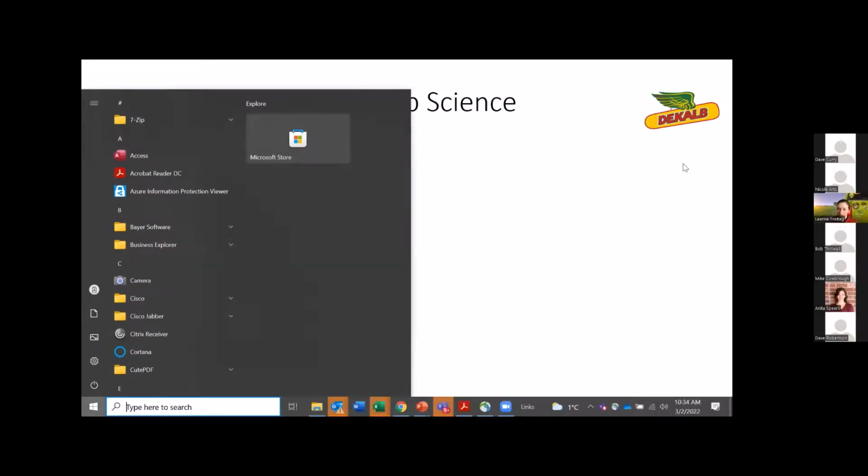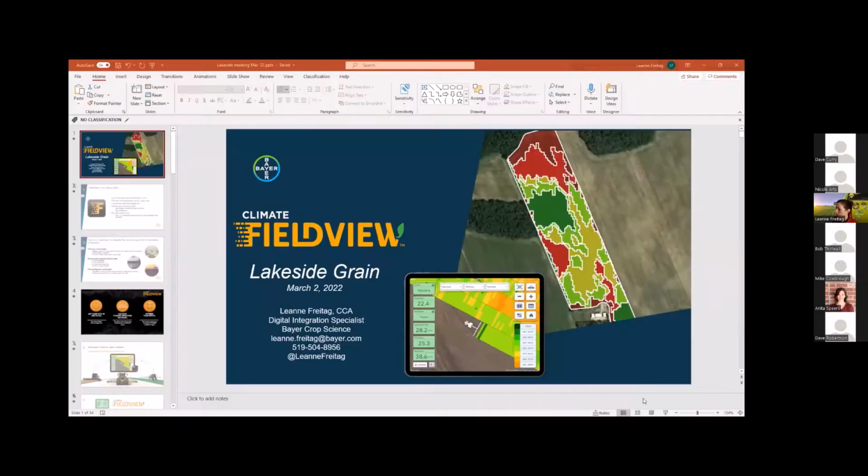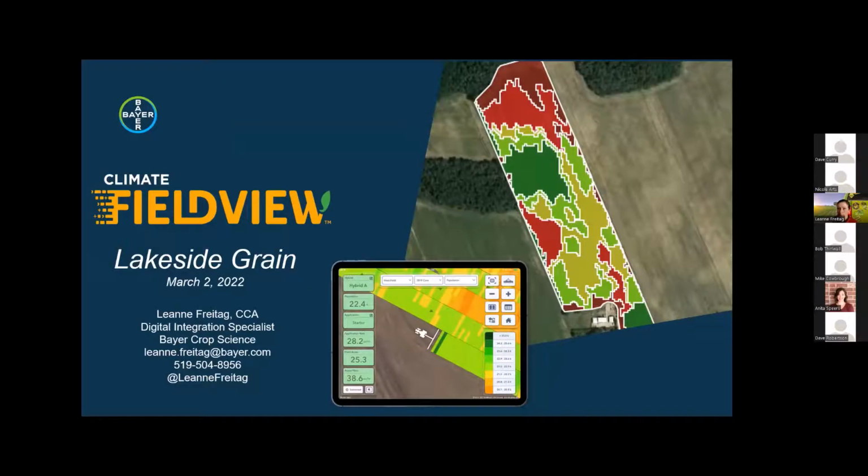Can you guys hear me okay? Yep. Perfect. All right. I'm just going to share my screen now. Can you see the presentation mode okay? Looks good. All right, perfect.